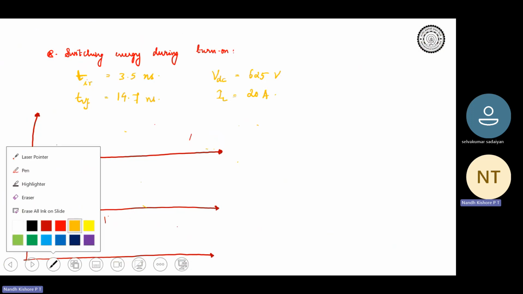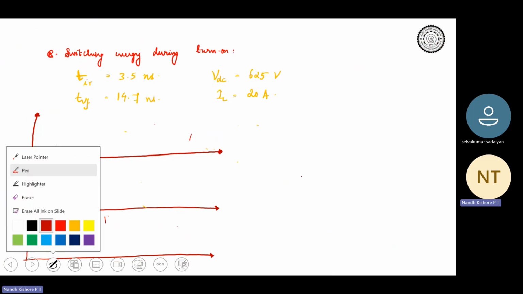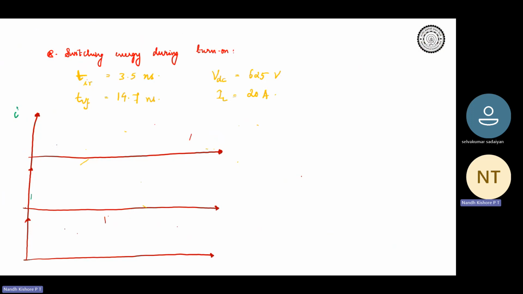So for simplicity, let's right now forget about the reverse recovery and COSS current and all. Just assume that current increases from 0 to 20, voltage falls from 625 to 0. So how would your current look like? IDS, till this point it was 0. It increases from 0 to IL and then remains constant.